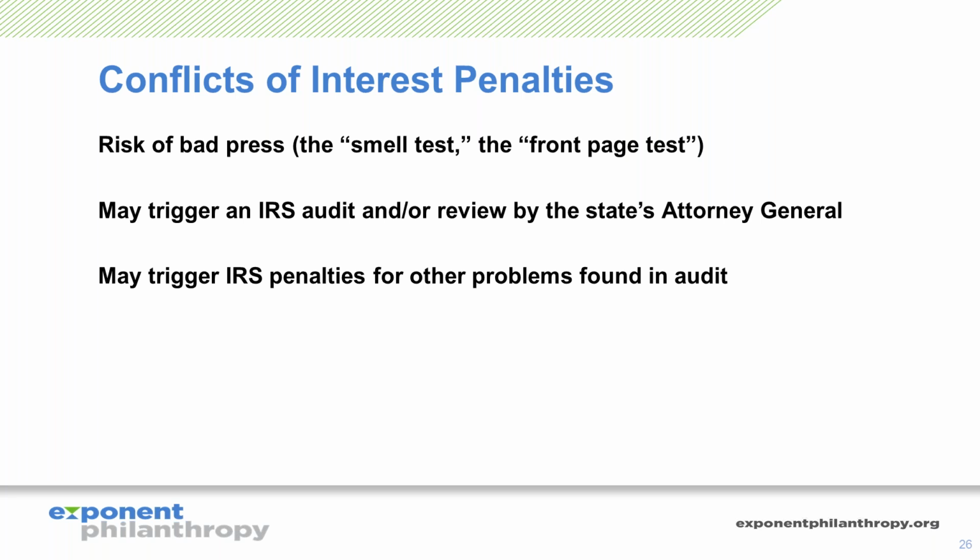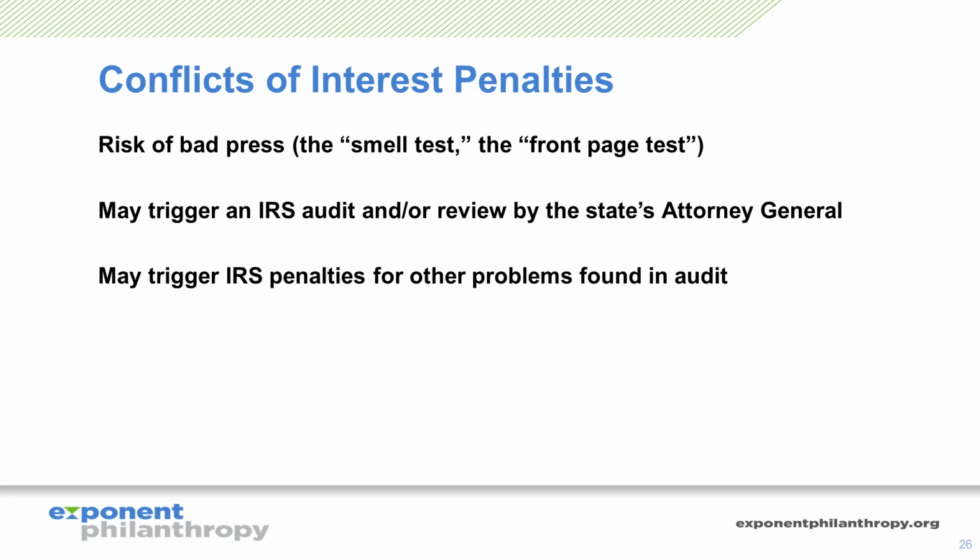So what are the penalties here? We talked about self-dealing. The penalties are financial penalties. With conflict of interest, the penalties are of a number of different varieties. One is the risk of bad press, the reputational risk, the perception, the optics. For some of the more interesting cases, they often end up on the front page of the local or national paper.